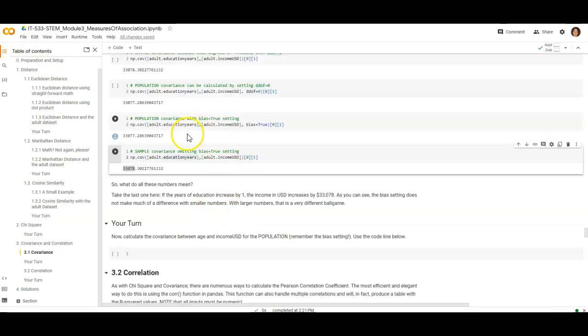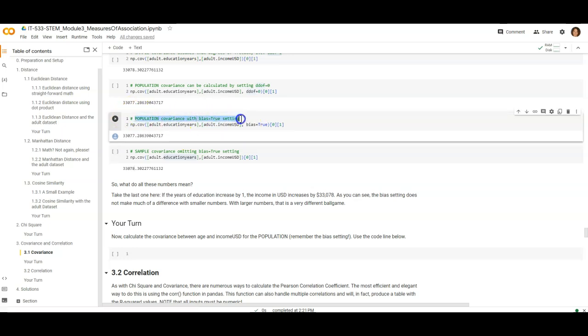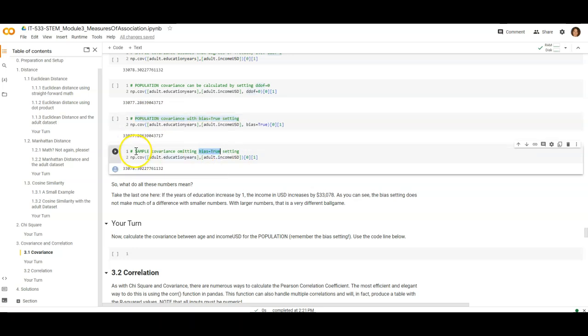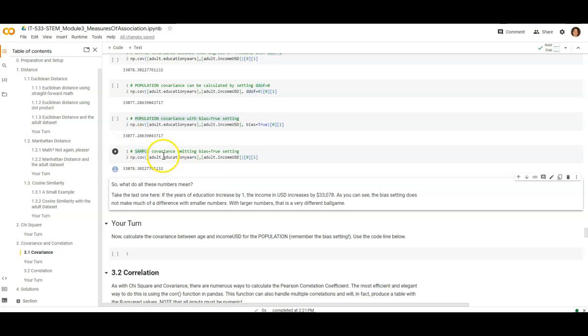We can also achieve the same thing with our bias setting here. If we set our bias to true, that gives us the population covariance. If we omit the bias true setting, that gives us our sample covariance. And again, our values are not that much different from one another. But what's much more interesting is what these numbers actually mean that we're getting here.